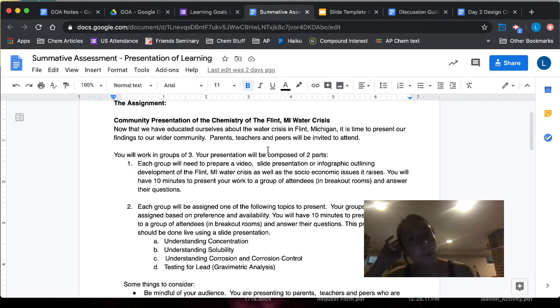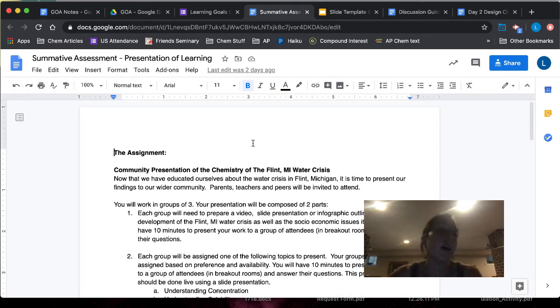Something else I've worked on this week is trying to design more opportunities that allow for student choice and student creativity and alternate ways for students to show their skill. What this represents here is a summative assessment that's similar to something I've done for several years in my class. For the last few years, during second semester, we've sort of layered our study of solution chemistry onto a study of the chemistry of the Flint, Michigan water crisis.